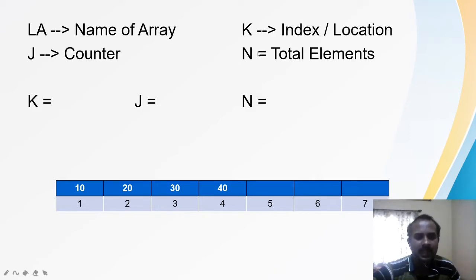N, what is the n? N is not 7 but n is 4. That is total number of elements that is present with you. Okay? That is 4. And what about counter? J. J is used to keep track of counter. That is 1, 2, 3. You have to increment, right? Those things. So you are keeping track of counter.